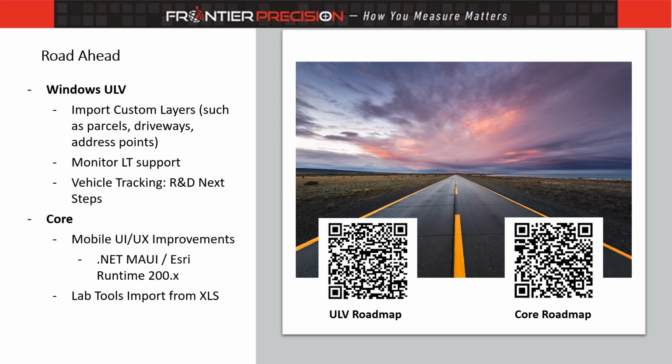On the core side, we have the ability to import an Excel spreadsheet for trap data now. So you can put all the data into Excel and then just import it. People have been asking for that for a while, so that's there. And we're starting a big-ish project this winter to update the mobile app's appearance, look and feel, and also update to the latest .NET MAUI and the latest Esri runtime. So it's a big internal project, but look for more information later in the spring about kind of the new look and feel of the next iteration of the mobile app.